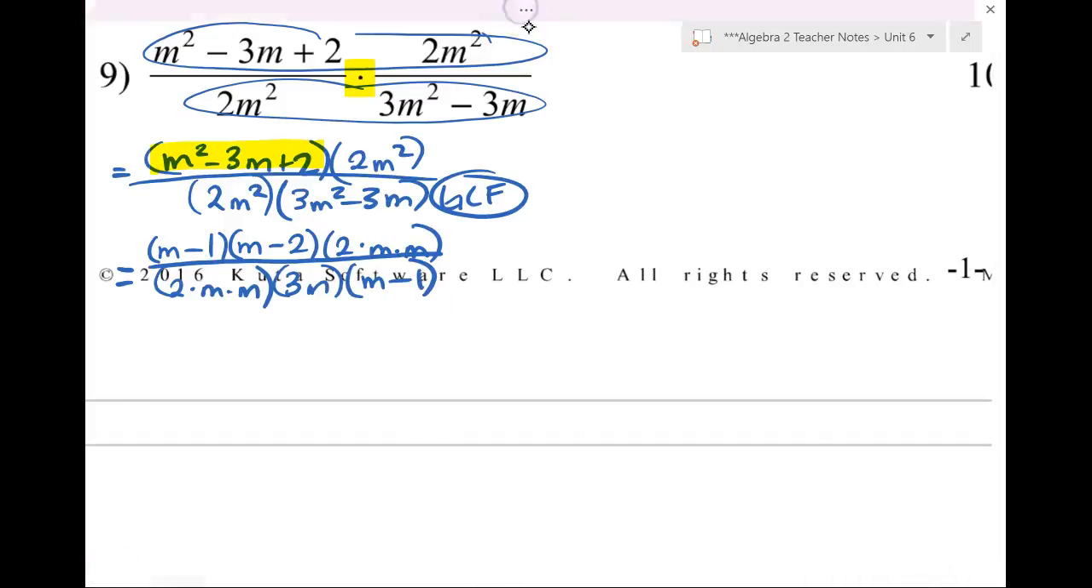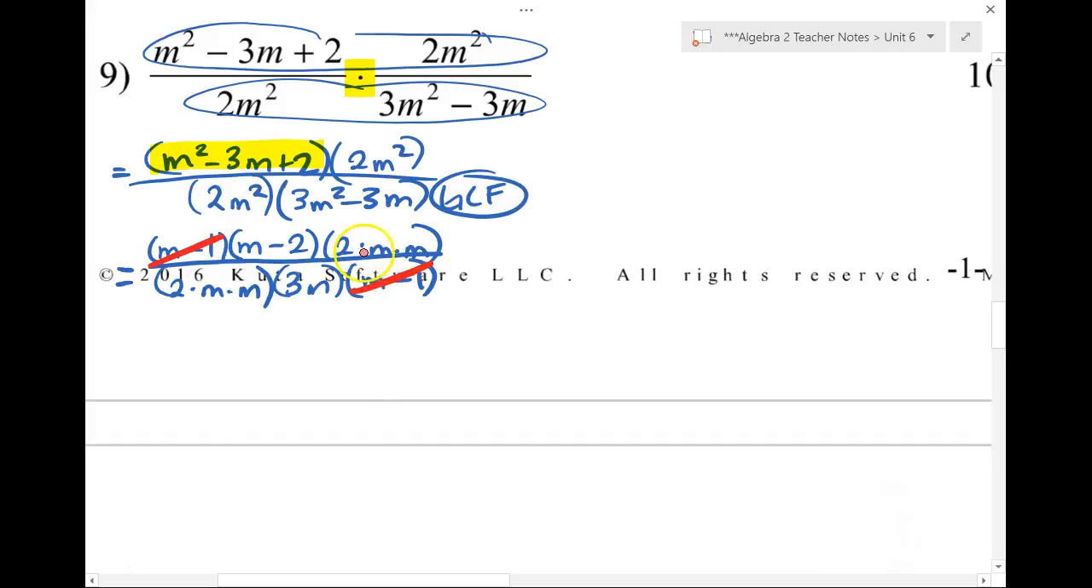Great, so once we've factored it all out, now we can cancel out. It's my favorite part. All right, let's start with the top left here, this m minus 1. Well, I've got m minus 1 on the top and the bottom. Boom, gone. m minus 2. Nope, I don't see any m minus 2 on the denominator, so can't cancel that one out.